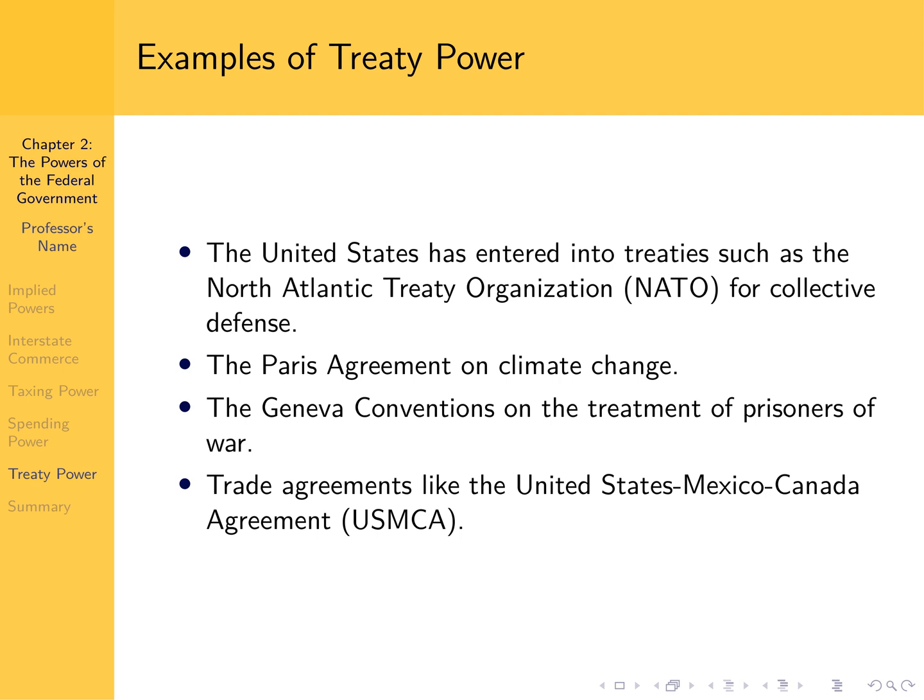Additionally, trade agreements such as the United States-Mexico-Canada Agreement, USMCA, fall under the treaty power of the federal government, regulating trade relations between countries and impacting their economies. These examples highlight the diverse ways in which the treaty power is utilized by the federal government in various international agreements.